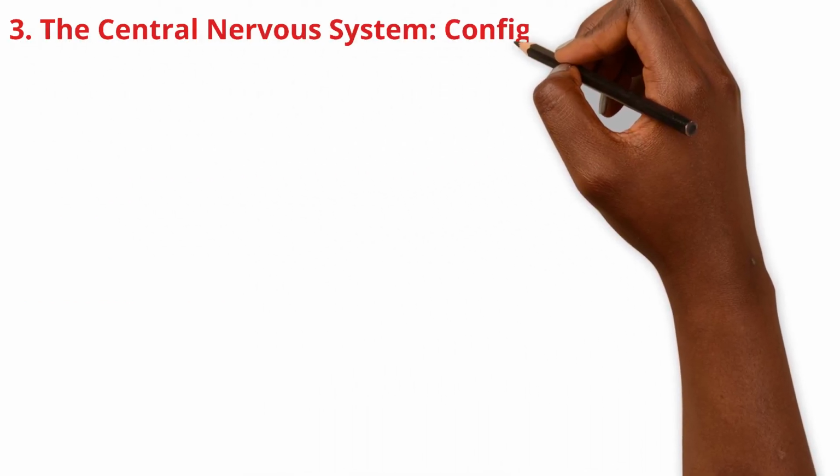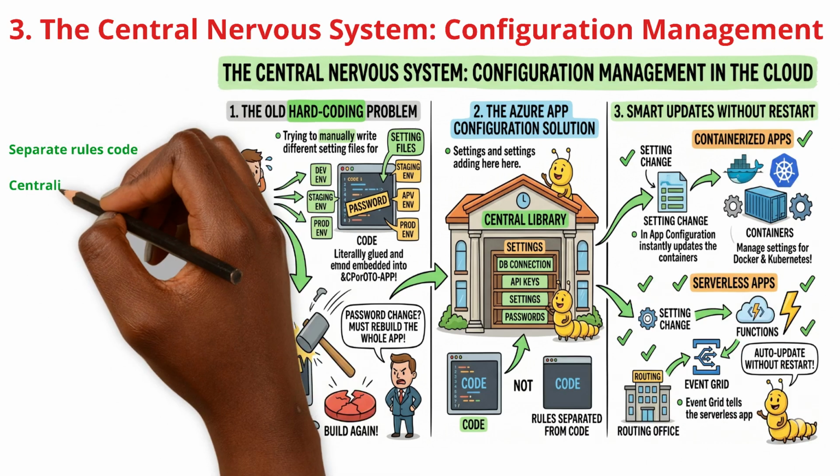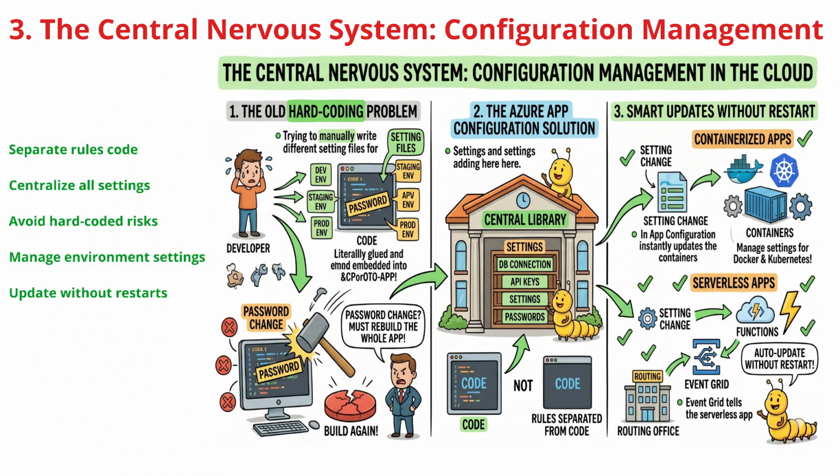As your application grows, it begins to live in multiple worlds at once: a development environment for building, a staging environment for testing, and a production environment for your customers. Each of these worlds needs its own specific rules like database passwords or API keys. In the past, developers would hard code these settings directly into the app, but that's a massive risk. If you change one password, you have to rebuild the entire application from scratch.